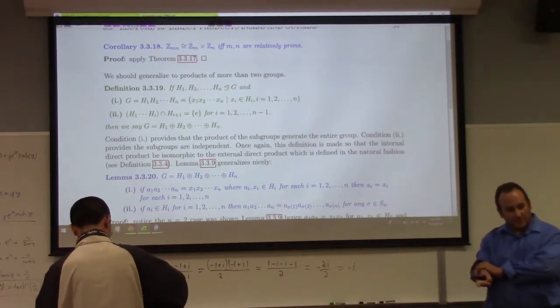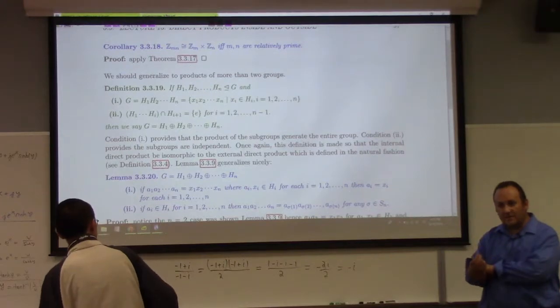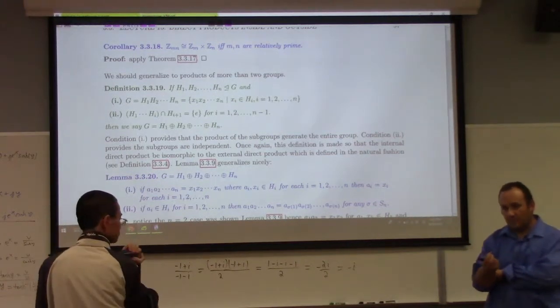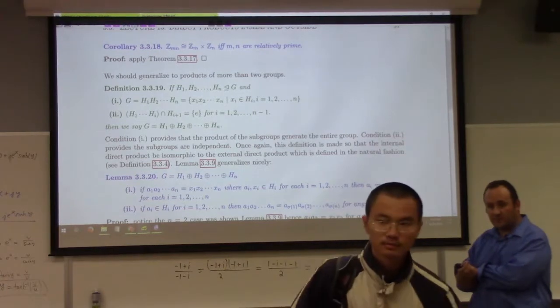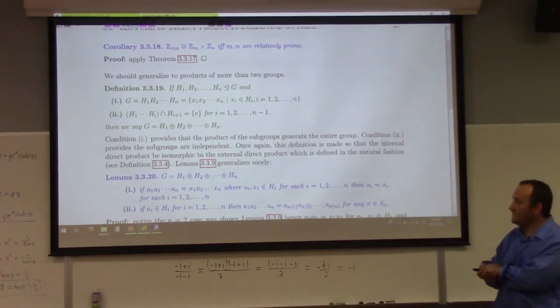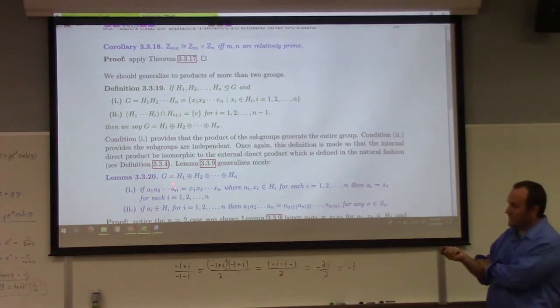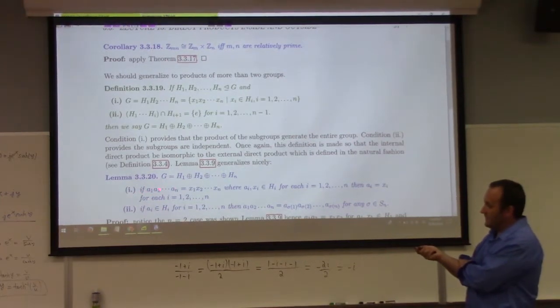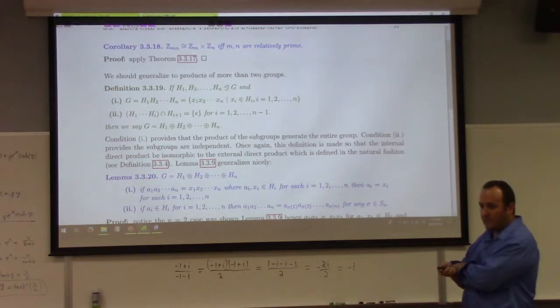Now, just like with two, the idea is that means that the group is isomorphic to the external direct product of the subgroups. And that's what we prove. I have the lemma. The lemma is that if we have the product of things from each of the H's equal to another product of things from each of the H's, then we get equality of each of the matching group components, like A1 and X1 are both from H1. That means that A1 is equal to X1, A2 is equal to X2, An is equal to Xn. Just like we did with A and B in class.